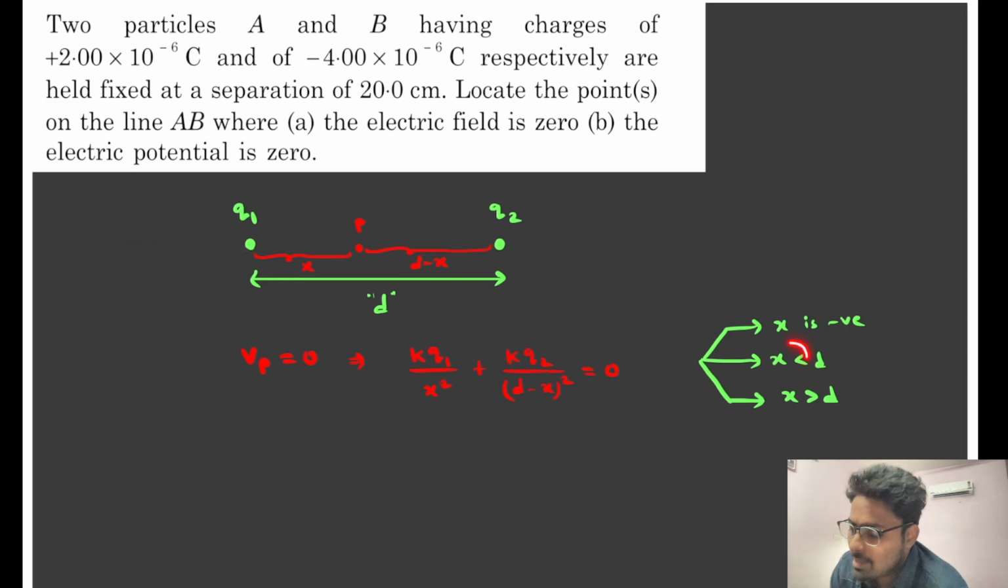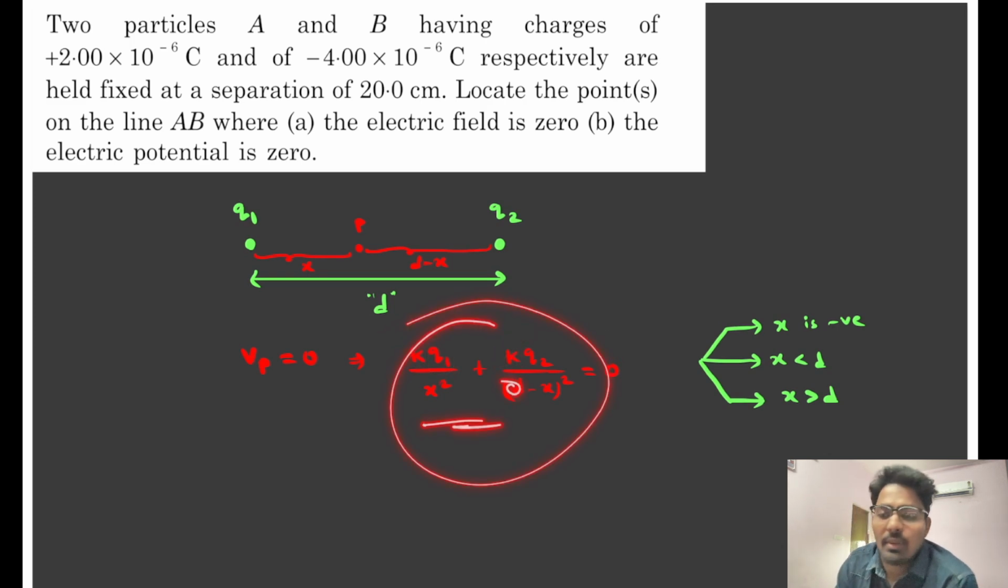And if x is a positive value and x is less than d, then you will be telling it is in between the charges. If x is more than d, then you're going to tell it is outside this region, right? So from here it's just calculation. K, you can just send it out the other side, and q1 and q2 values are given, d is given, just substitute there and we find the value of x.